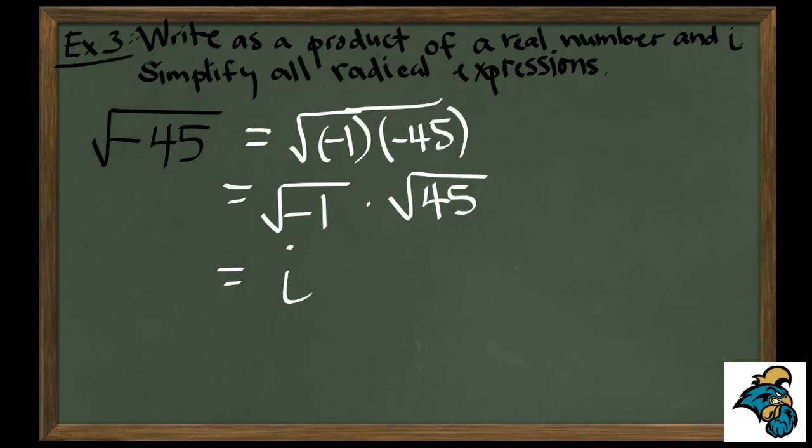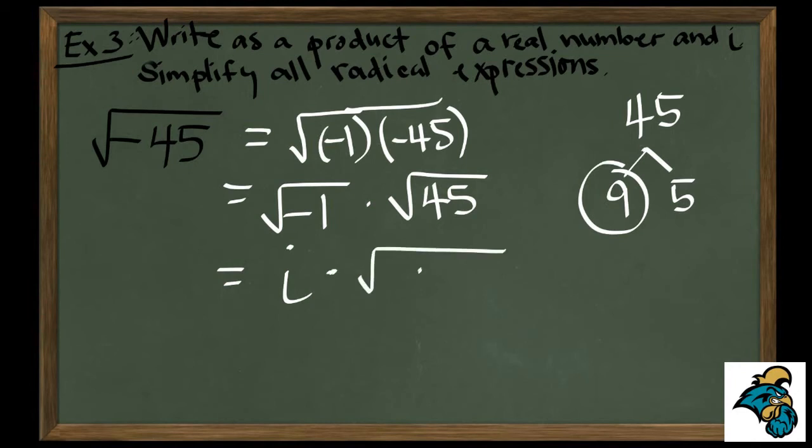Now, the square root of 45 doesn't come out nice. It's not a perfect square if you plug it in your calculator. So we have to break down 45. What times what will give you 45? Well, I know 9 times 5 will give me 45. I also know that 9 is a perfect square. So I'm going to rewrite the square root of 45 as the square root of 9 times 5, which is something I can work with.